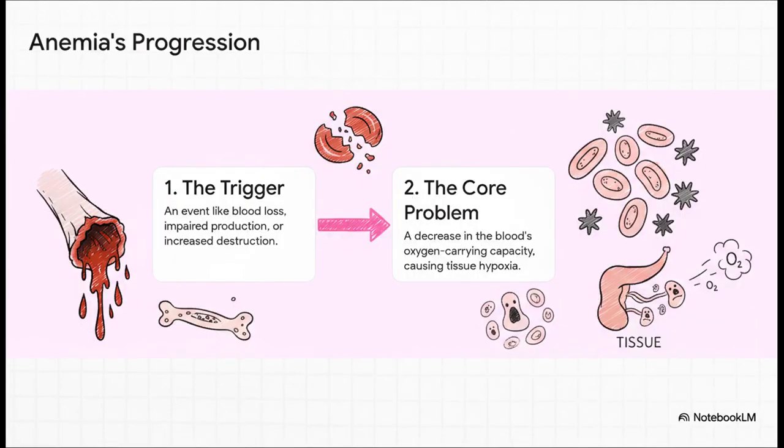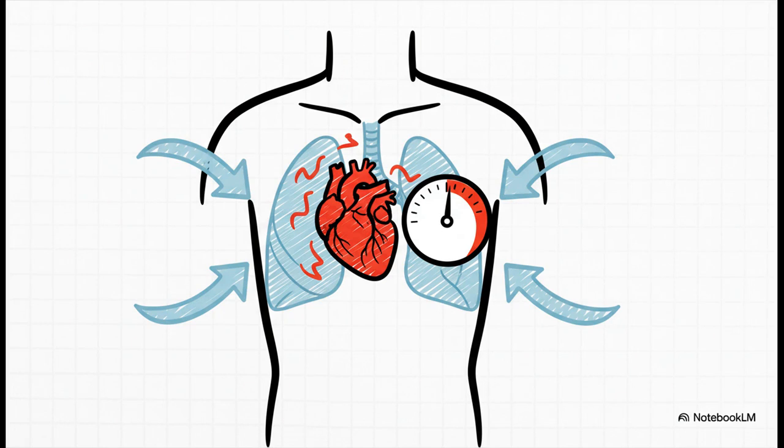So let's visualize the step-by-step progression, right? It always starts with some kind of trigger. Maybe it's acute blood loss from a major injury, or maybe it's something like a vitamin deficiency that just slams the brakes on red cell production. Whatever that trigger is, it leads directly to that core problem we just talked about, a big drop in oxygen carrying capacity. And that results in something called tissue hypoxia, which is a fancy way of saying your cells are literally starving for oxygen. But here's the thing.